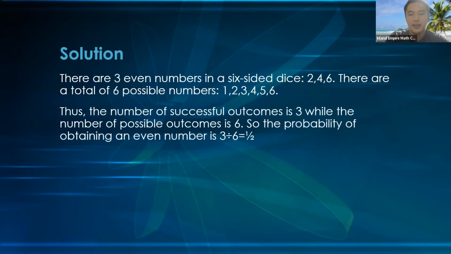And here's the solution written out. Like I just said, there are 3 even numbers on a six-sided die, right? 2, 4, 6. Pretty obvious. There are a total of 6 possible numbers, 1, 2, 3, 4, 5, 6. So the answer is simply 3 divided by 6, which is 1/2.